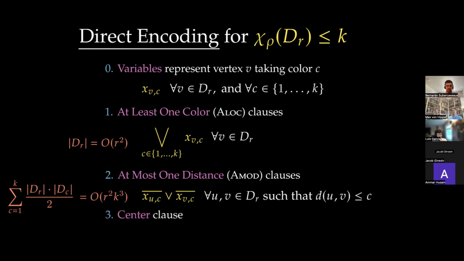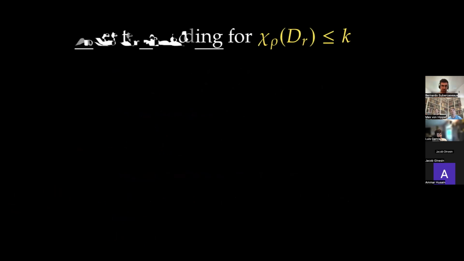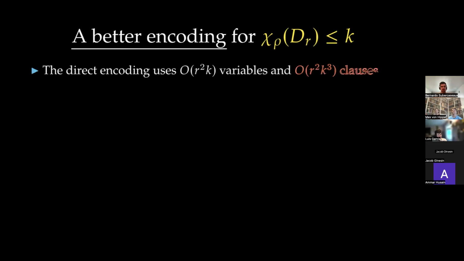And then finally, we do add this center clause to force the color of the center, which is one clause, so O(1). So the total is of course dominated by the at-most-one distance clauses, which are O(r squared k cubed). Can we do better? Well, of course we can, because that's the title of my slide. So how can we do better?